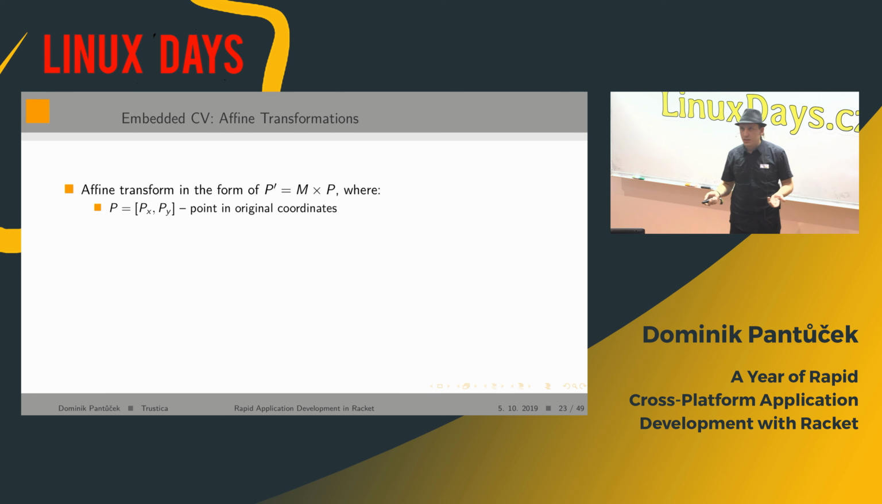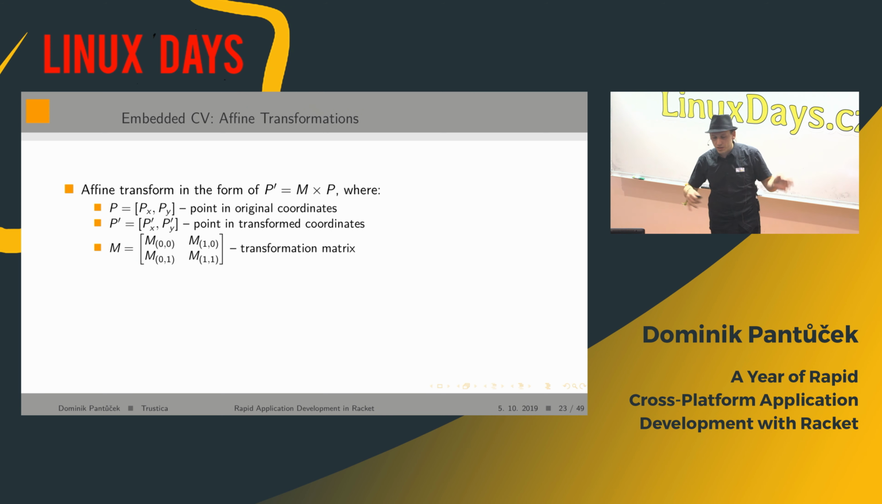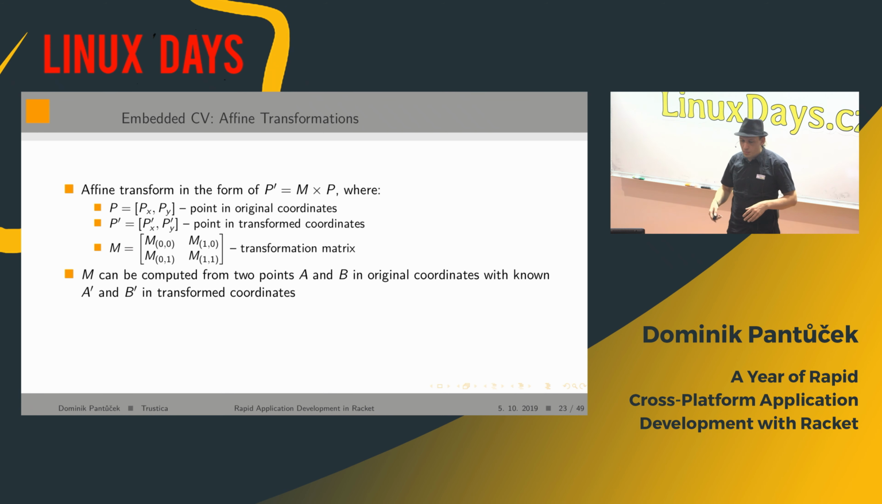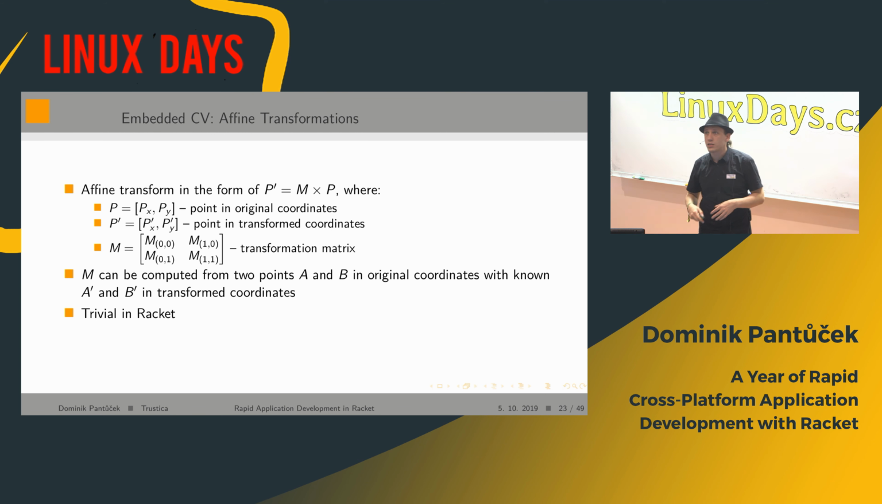So let's get back to some simple algebra. You've got some point in the original coordinates, you've got some point in transform coordinates. You can compute some transformation matrix, which you can apply by multiplying the point in the picture by that matrix. You get the transformed picture, pixel, yeah, actually point in this case. And once again, that's trivial in Racket, and you might have guessed it because of all the operations you've already seen.